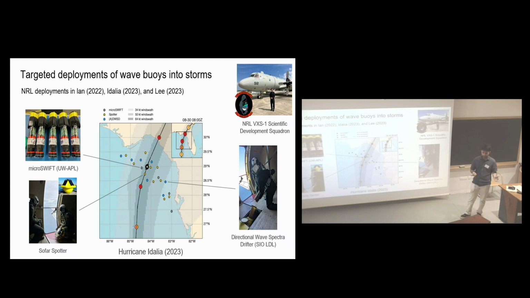So we deployed 3 different types. In the top left, that's the MicroSwift, which we developed at UW APL. It's about 1.5 feet tall and 4 inches diameter. And then you might be familiar with the SOFAR Spotter, which is a slightly larger beach ball-sized buoy that we put out through the door of the airplane. And we also work with a team from Scripps in the Lagrangian Drifter Laboratory using the directional wave spectra drifters, and they have different types. But this is one that is so-called A-sized, so like the MicroSwift, it's small and cylindrical, and it actually fits through a chute in the airplane.